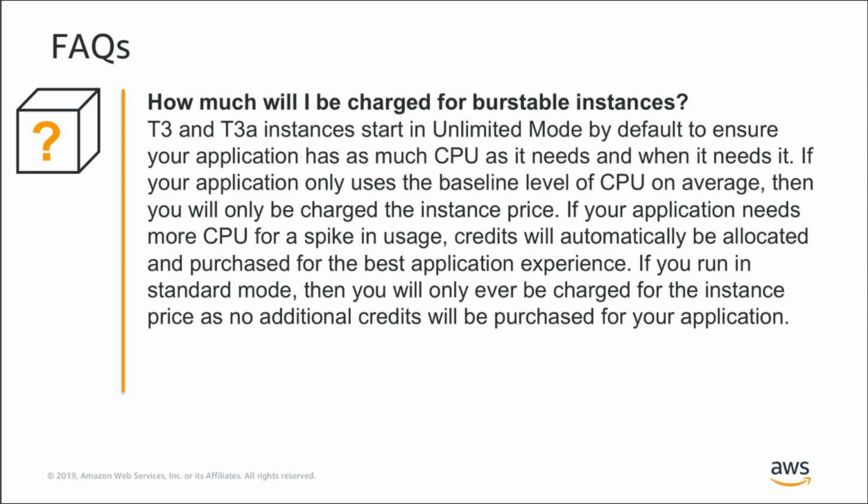If you're in unlimited mode and your application needs more credits, even beyond the surplus credits that we talked about earlier, you'll be automatically allocated those credits and purchased for the best application experience. And then if you run in standard mode, you'll only ever be charged for the instance price as listed, and no additional credits will be purchased for your application. So how much you'll be charged is going to depend on your choice between unlimited and standard. Standard would only be the instance price, and unlimited mode would be only if you go over your allocated credit balance. You can get charged small amounts for additional credits to run your CPU at high CPU usage.